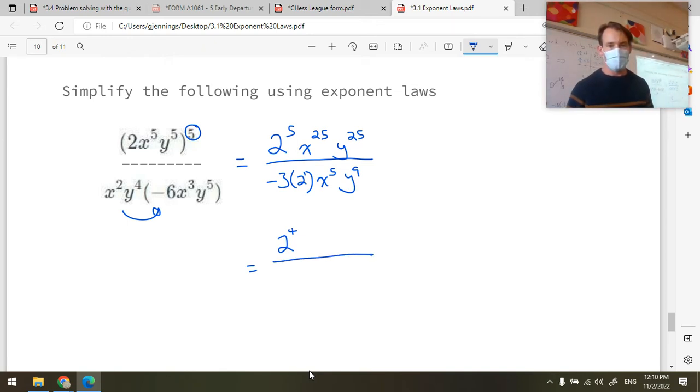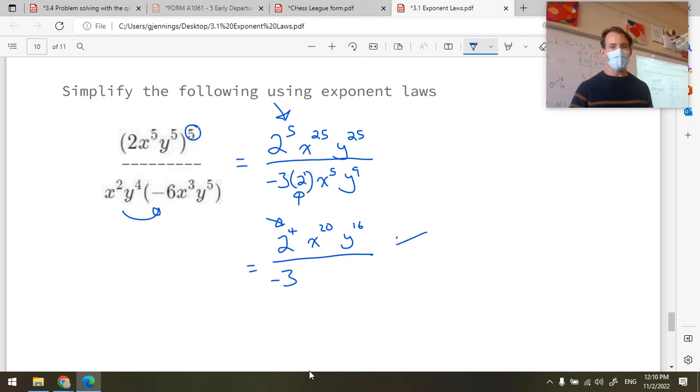So 3 is on the bottom, it's still negative. Okay, I've resolved this 2 already. Its job was to take away one of those 2's and make that a 4. And then I have x to the 25 on top and x to the 5 on the bottom, so I'm left with x to the 20. Y to the 25 on the top, y to the 9 on the bottom, so I'm left with y to the 16.